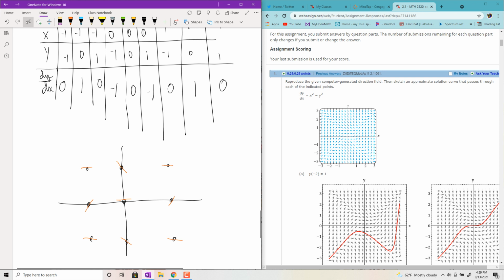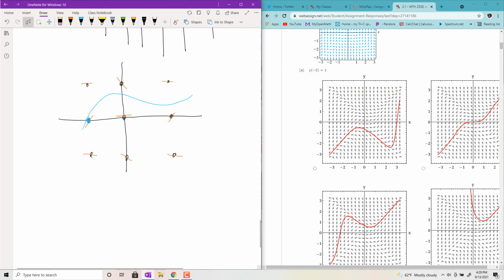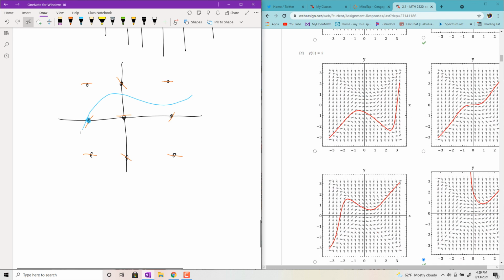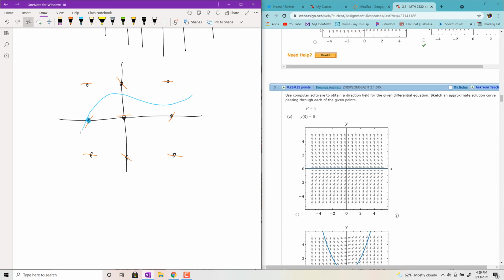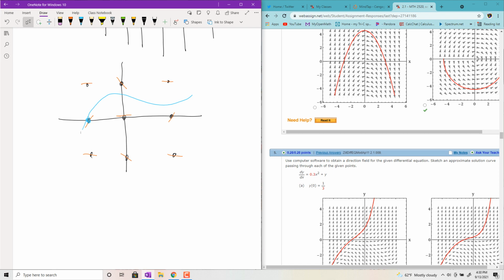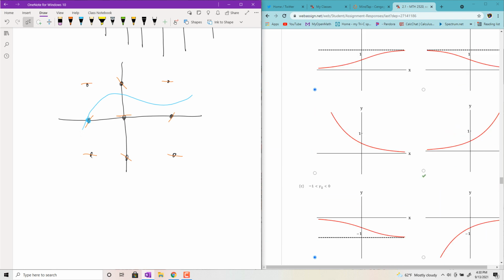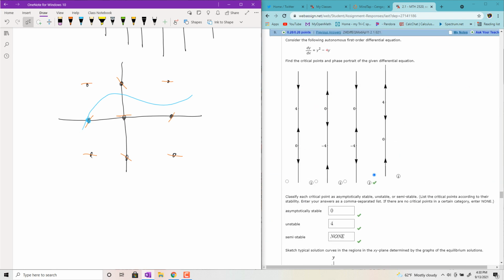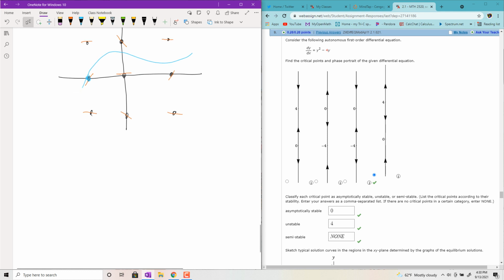And then if I want a particular solution, we'll say going through this point here, you should be able to maybe just sketch something in. It doesn't have to be perfect. Okay. Okie dokie. So stuff like that. There's a ton of these. Is there anything else in here? Oh yeah, phase portraits. So you should be able to do phase portraits and then identify the points as stable or unstable or semi-stable, and then draw some solutions.